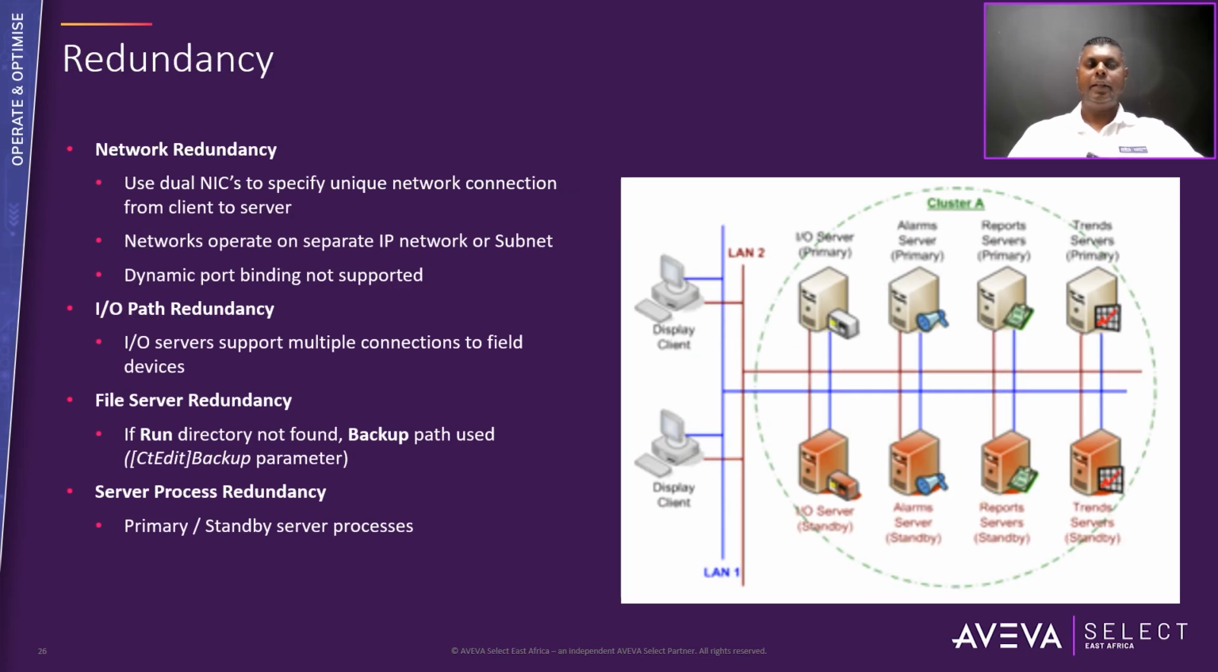Plant SCADA redundancy. Here we take a look at network redundancy. You can use the dual NIC, or network interface card, capabilities of each client or server, enabling you to specify a complete and unique network connection from a client to a server. Each of the system components in the cluster is connected to two networks, LAN 1 and LAN 2. This is achieved by using the dual endpoints for each server. This provides LAN redundancy as follows.